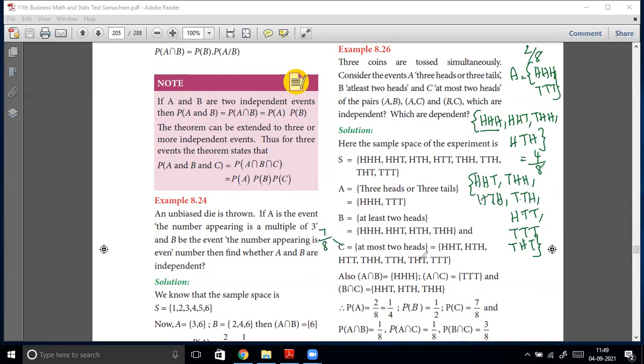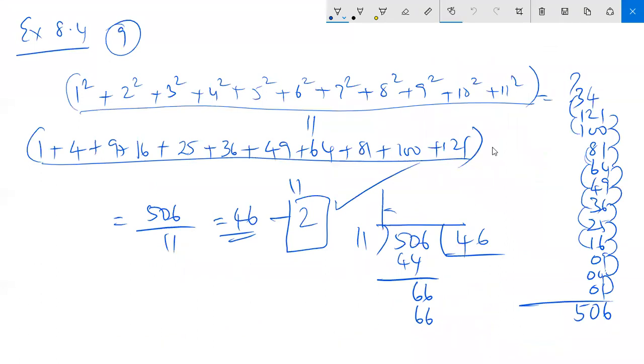Now, of the pairs AB, AC, and BC, which are independent and which are dependent. So what you have to do, for AB, you have to find A intersection B, and see if it is equal to P of A into P of B. LHS equal to RHS, you have to find. Okay, let us take it on the board. That's quite complex.